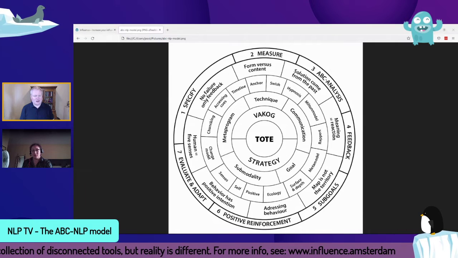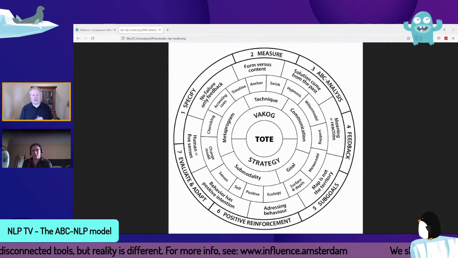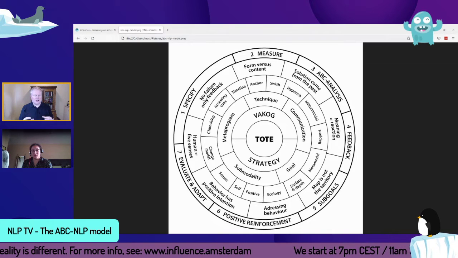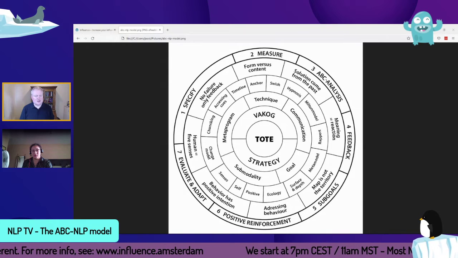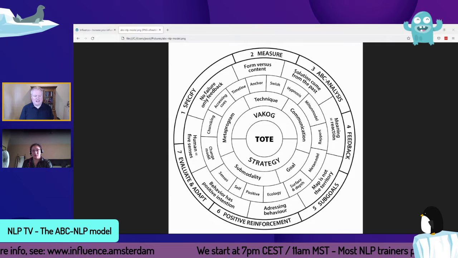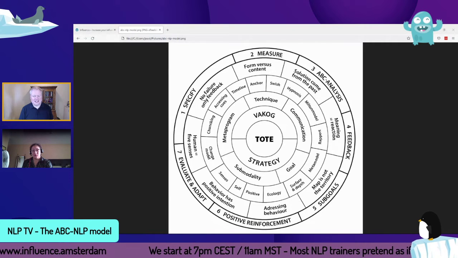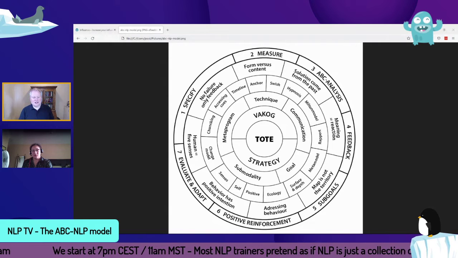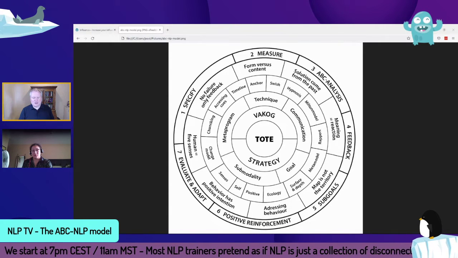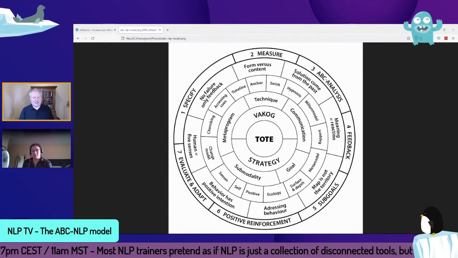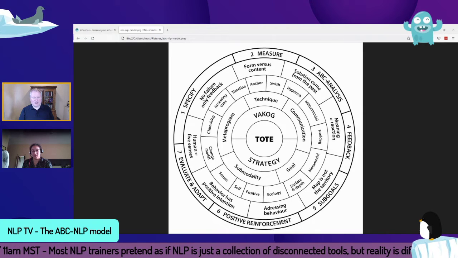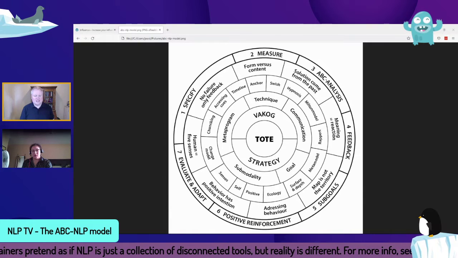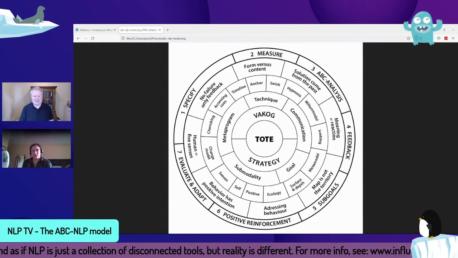NLP, neuro-linguistic programming, is often described as a toolbox with all these disconnected tools inside the box. But that's far from reality. That is just an indication that whoever is saying that doesn't know that much about NLP. Because in reality, NLP is a very systematic methodology where everything hangs together, everything is connected. And this is the model that explains it.